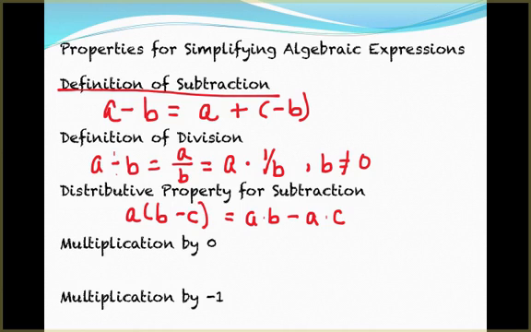Multiplication by 0 is just as simple as it sounds. If you take 0 times anything, you're going to get 0. Multiplication by -1 says if you take -1 times anything, you're going to get the opposite of that. So -1 times A would be -A, which is just the opposite of A.